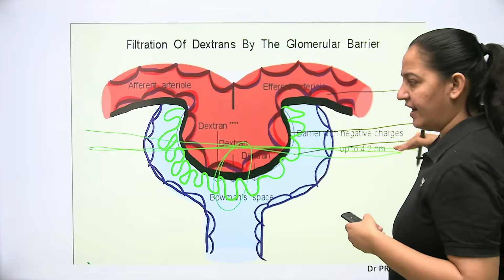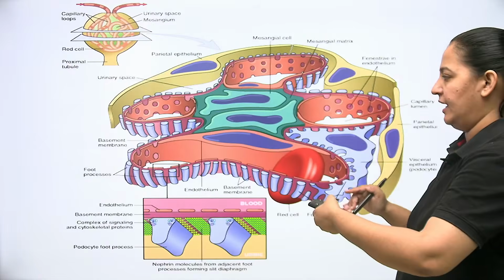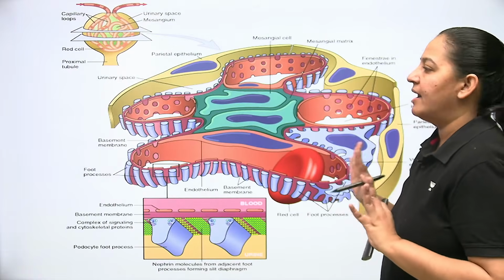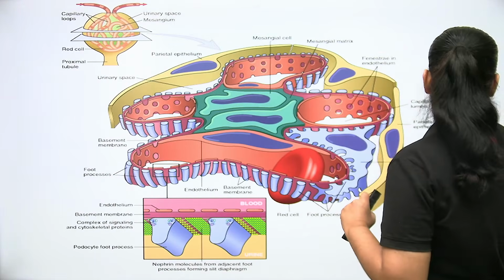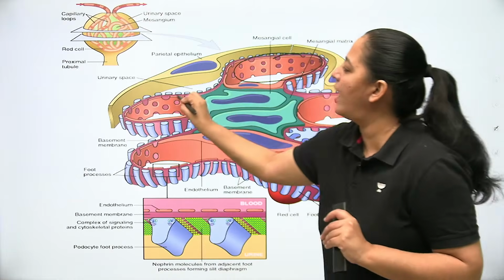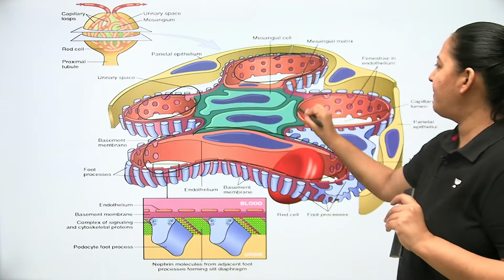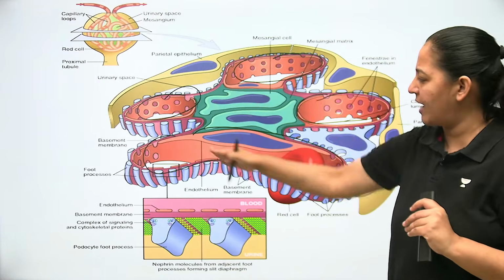If I'm giving a cut here and looking from above, the cross section from above will look like this. So there are multiple capillaries, not one. Can you appreciate these? How many capillaries are shown? Capillary number 1, 2, 3, 4. I guess in this diagram, 4 capillaries are shown.